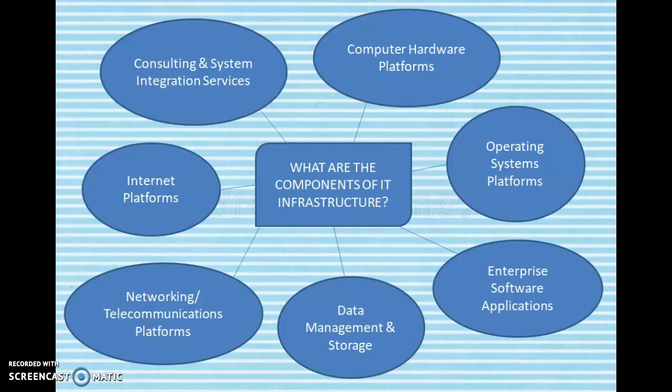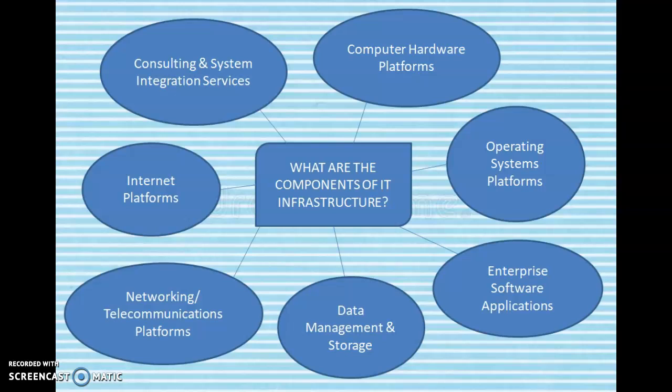Component number 5 is networking and telecommunication platform. This platform includes Windows Server operating system, Novell, Linux, and Unix. Nearly all LANs and many wide area networks use the TCP/IP standard for networking.